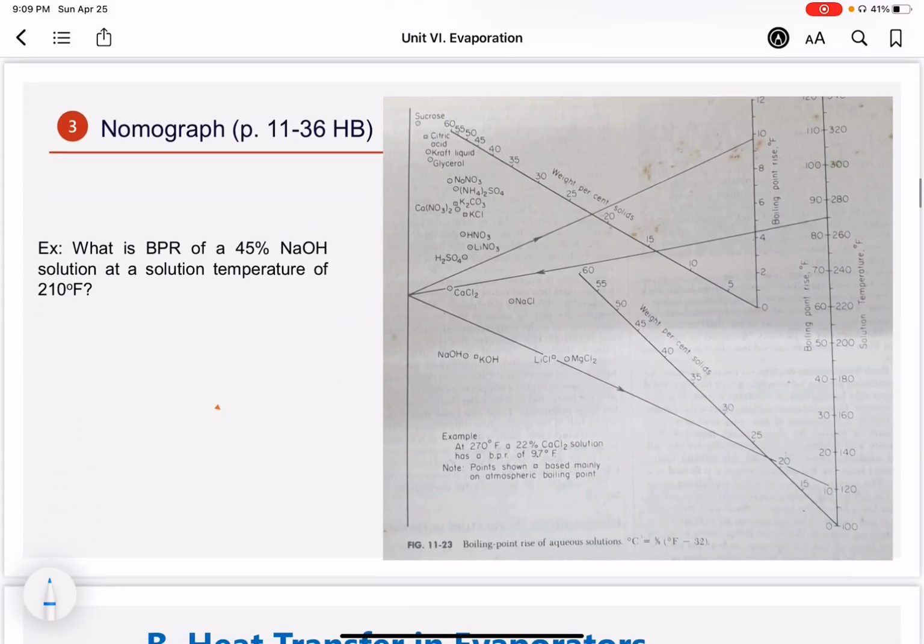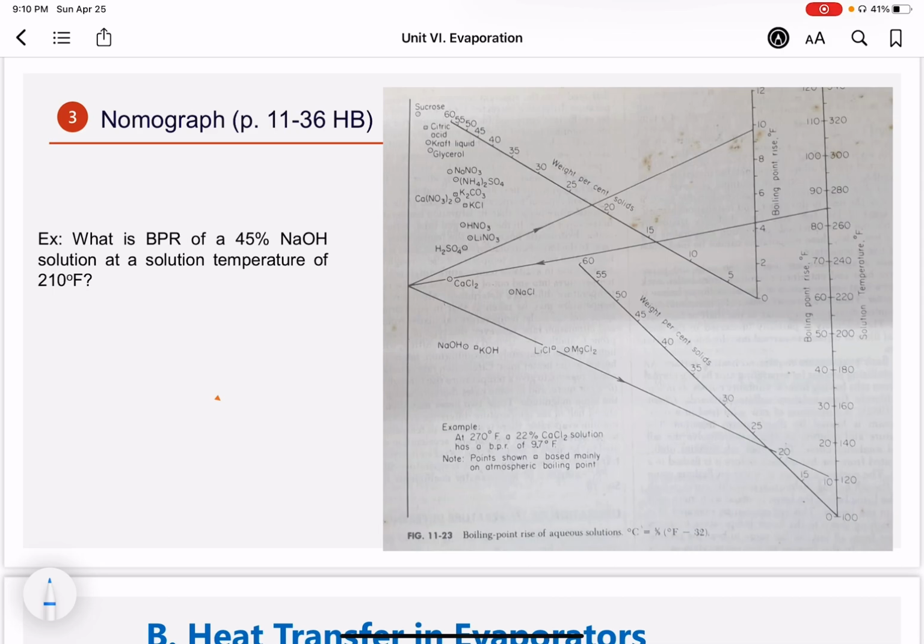Okay. The third one is by using a nomograph, which is found in figure 11-23 of your handbook. So in here, we're tasked to get the BPR of a 45% NaOH solution at a solution temperature of 210. So you are given here, ito yung line, the inner numbers are your BPR. The outer is your solution temperature. Now you're given 210 here. So this is 210 solution. All you need to do is, since you are given NaOH solution, project this 210 temperature to the middle of the small circle belonging to NaOH.